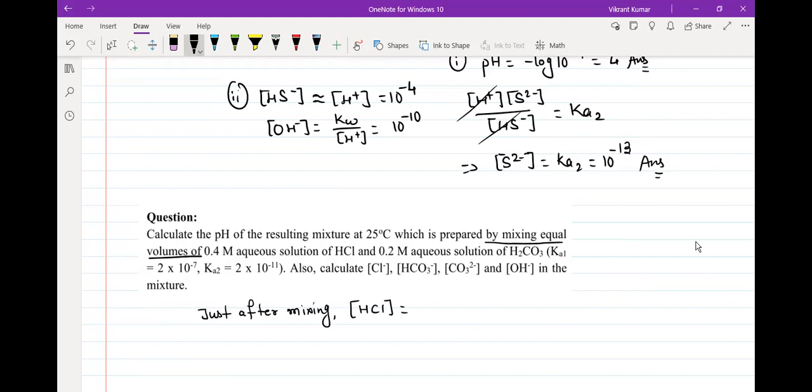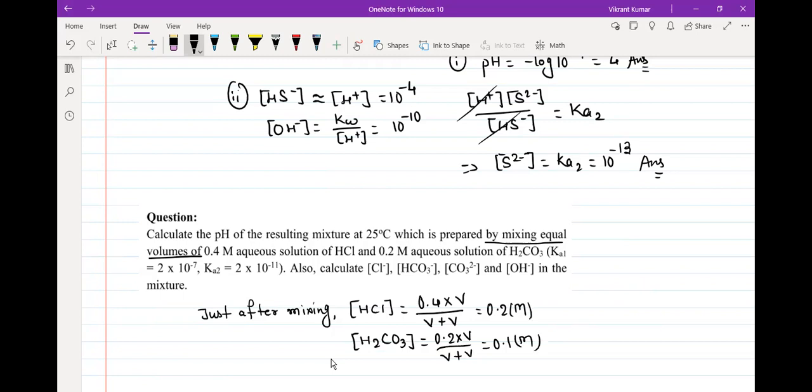That's one point. Or in another way, moles will remain the same for HCl. If it had 0.4 molarity and its volume was V, then 0.4 times V was the moles, and now the total volume is V plus V. That's why it will become 0.2. Similarly, H2CO3 will now be 0.2 times V upon V plus V, that is 0.1 M. Is it okay? Do all the work after this.